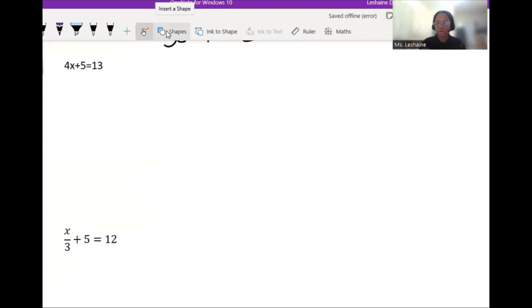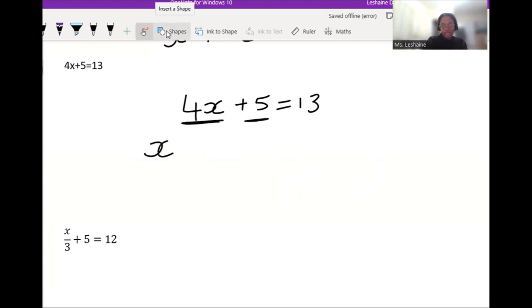So that is it for the single step problems. But what about when I have a multi-step problem, a problem that involves more than one step? If I am presented with 4x plus 5 equals 13, what this is saying is that I have 4 times x, then I am adding a 5. So I took my x, I multiplied it by 4, and then I added a 5.